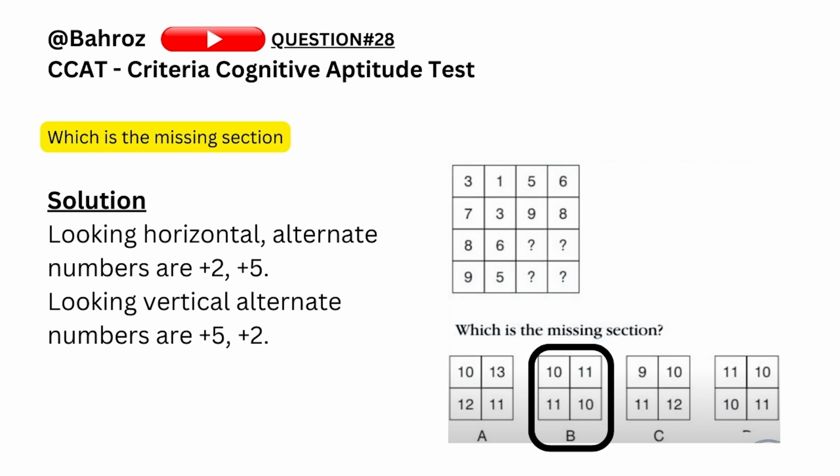But even if you want to figure out the rest of the question marks, you can see that the vertical lines have an alternate number of plus 5 and plus 2. So 3 plus 5 is 8. 1 plus 5 is 6. 7 plus 2 is 9. 3 plus 2 is 5. So 5 plus 5 would be 10. 9 plus 2 would be 11. 6 plus 5 would be 11. And 8 plus 2 would be 10.